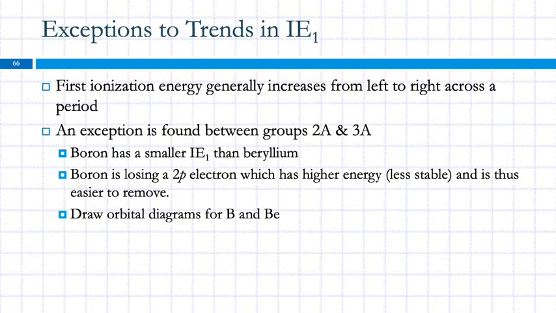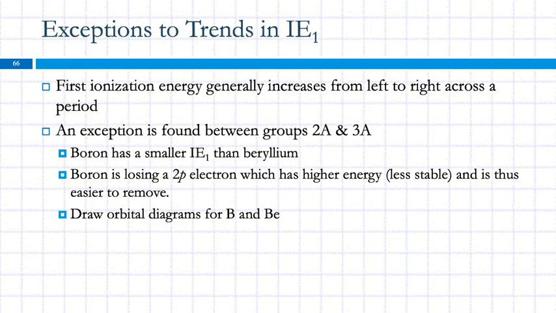Exceptions. Of course, there are going to be exceptions, right? I'm more interested here in peeking into the meaning of these exceptions. Generally, we see the first ionization energy increase as we go from left to right across the period because the atoms are getting smaller. But we see an exception between group 2A and group 3A. Boron has a smaller ionization energy than beryllium, even though it has a larger radius. So what's going on there?